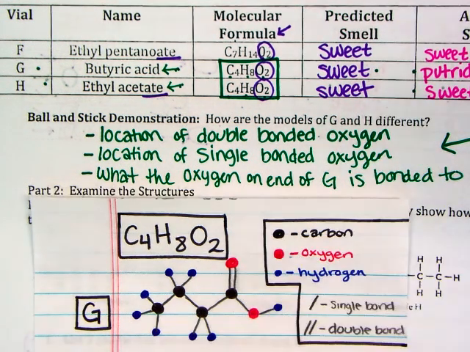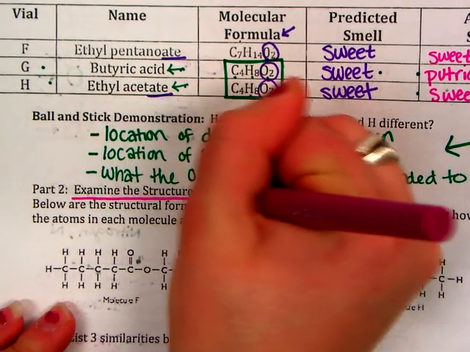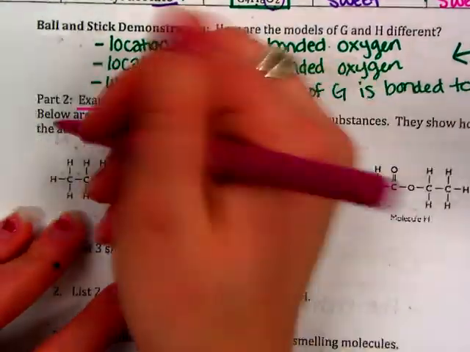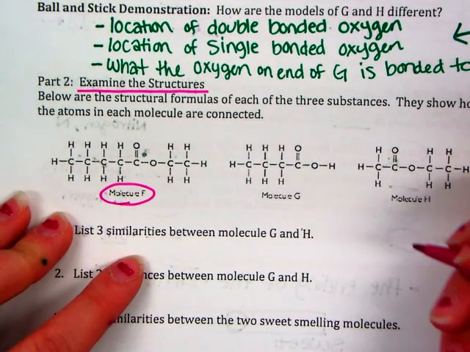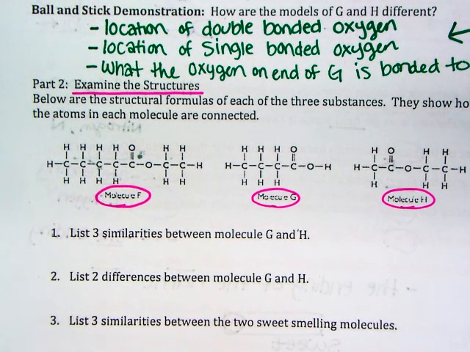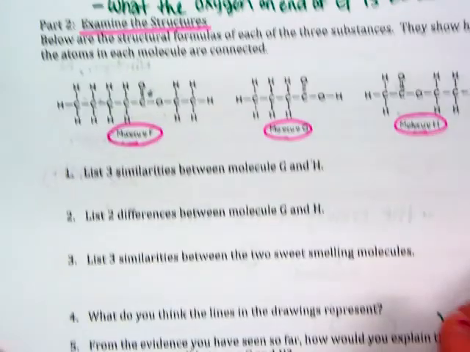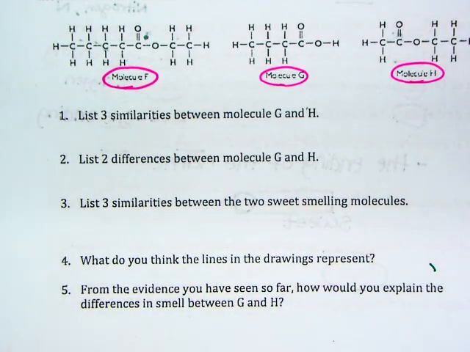What you will do now with a partner is examine the structures below. Below are the 3 different vials, molecule F, molecule G, and molecule H, drawn out for you. You are going to examine the 3 molecules and answer the 5 questions. All right? Just answer those 5 questions, and then you will be instructed as to what to do next.